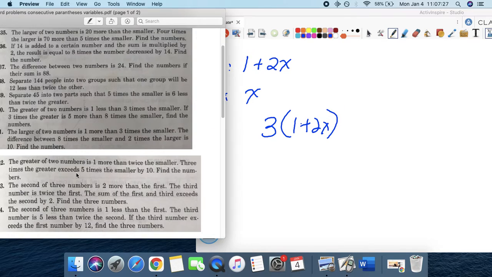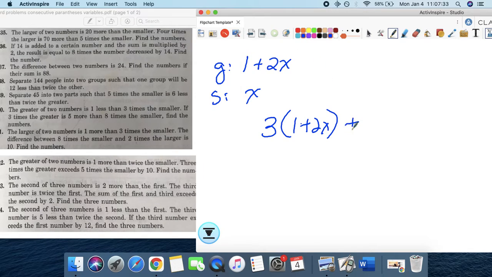Exceeds is another word for plus, 5 times the smaller one equals 10. Find the numbers. Sorry, not exceeds. Subtract. What am I doing? Exceeds is subtraction. Okay. So now we can solve it.